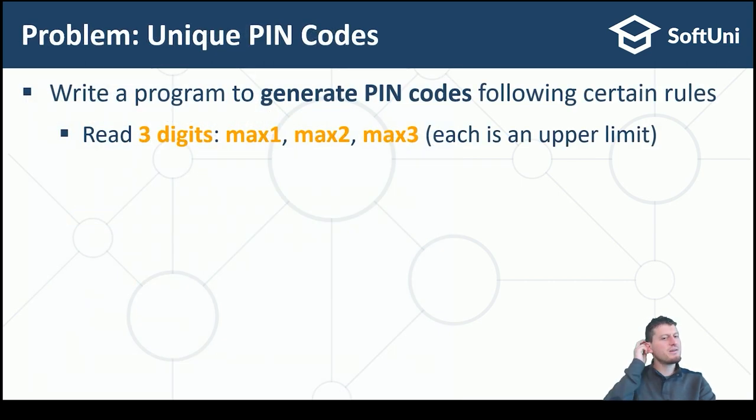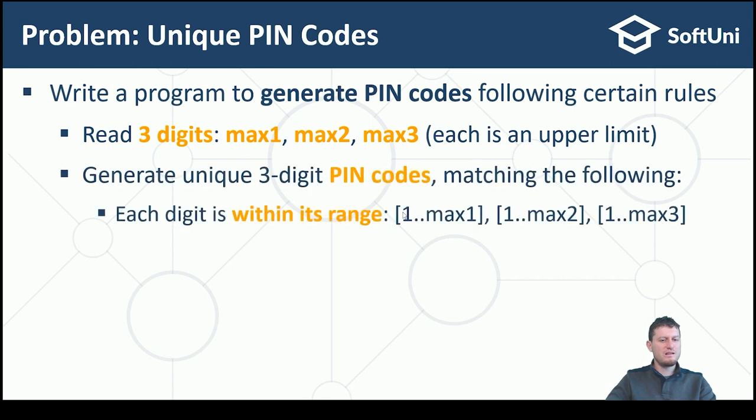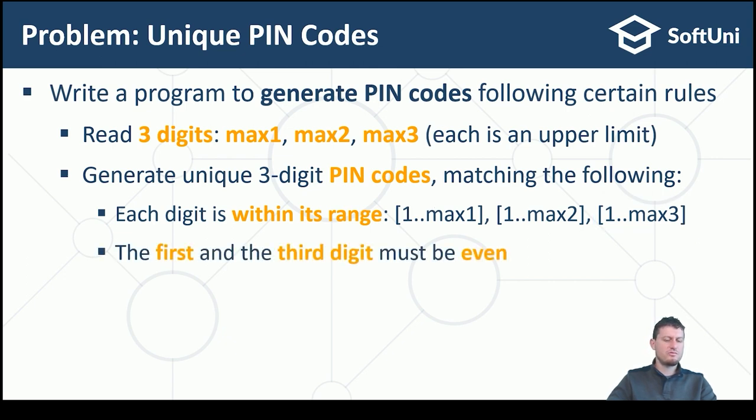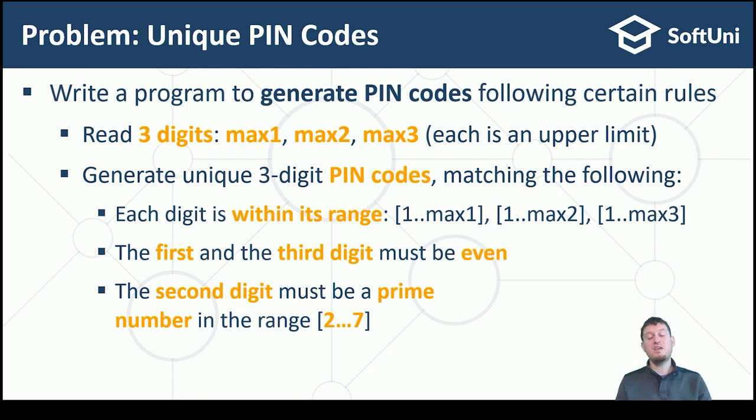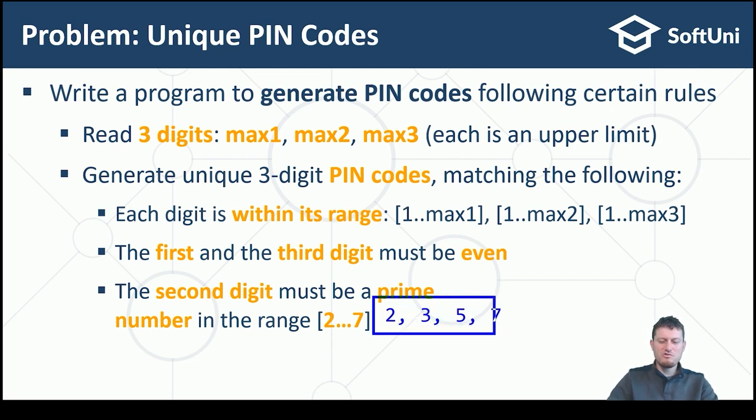The next one is called unique pin codes. It's about generating unique pin codes, which consist of three digits. The first is in the range 1 to max 1, the second is in the range 1 to max 2, and the third is in the range 1 to max 3. The first and the third should be even, and the second should be a prime number. But it is a digit, so it's from 0 to 9. Single digit. What are the prime numbers in this range? There are 2 or 3 or 5 or 7. There are no other numbers which are single digits and prime at the same time.